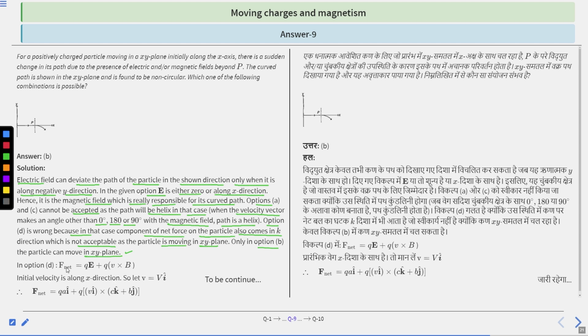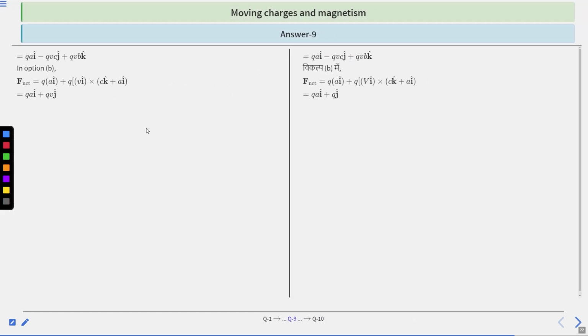Clear? So in option B, F net is equal to QE plus QV cross B. This is the net force formula. So the initial velocity is along x direction, let V equal to Vi cap. This is the initial velocity. And F net is equal to Q Ai cap plus Q Vi cap cross (C K cap plus B J cap). Solving this term, you will get Q Ai cap minus Q V J cap plus Q V V K cap.